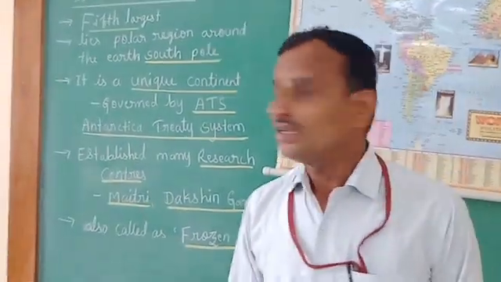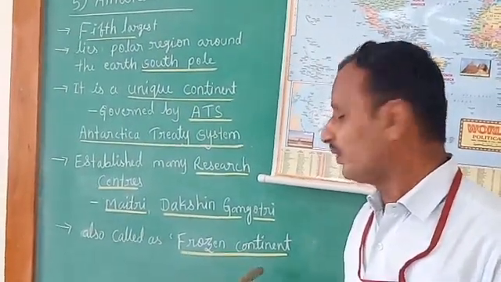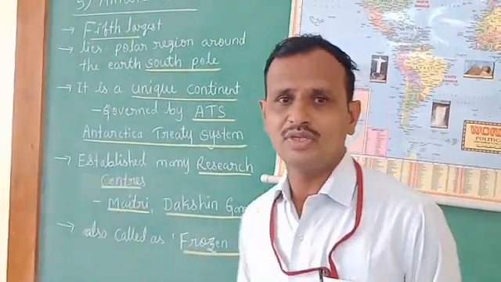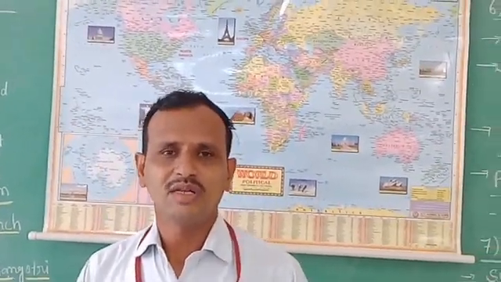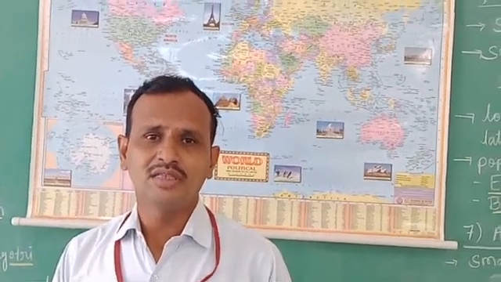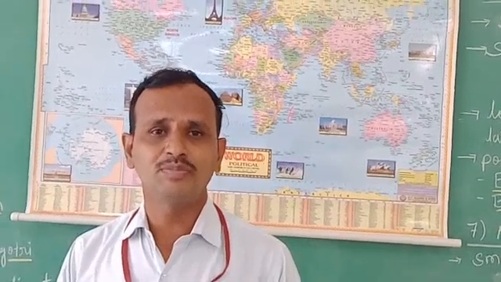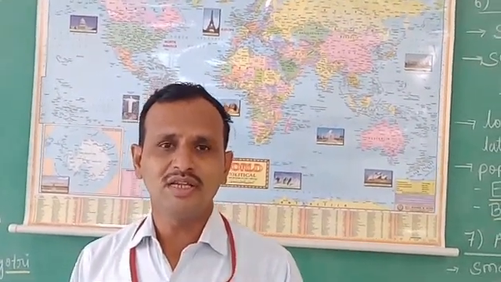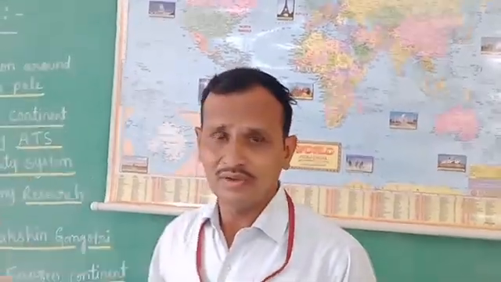And children, this Antarctica continent is also called the frozen continent. Why is it called a frozen continent? Because water is always available in the form of solid ice, and the thickness of that solid ice is 4 kilometers always. That is permanent in this place. So that's why it is called a frozen continent. So this is the detail about this Antarctica continent, children.